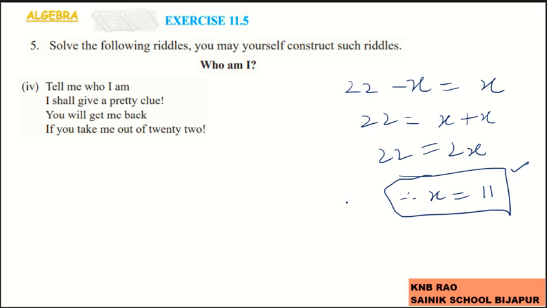So, the number is 11. With this, I have completed all the questions of exercise 11.5 and as well as this chapter, algebra. Students, wishing you good luck. Next, the ratios and proportions chapter will be dealt with in our next section onwards by our Kiran Kumar sir.